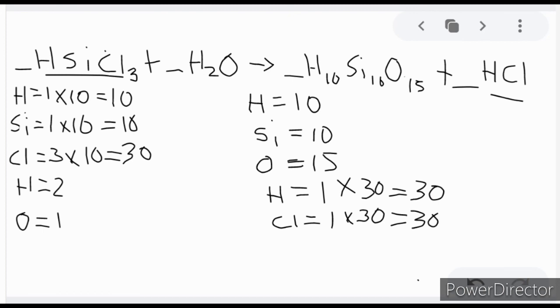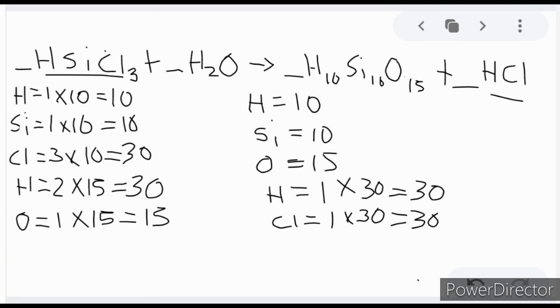So we notice that H is also equal to 2 times 15, so we get 30. But since it is H2O, we also need to multiply 15 on O. So we get 1 times 15 is 15. Then we notice we get a balanced equation. All the elements involved in the chemical equation are balanced.